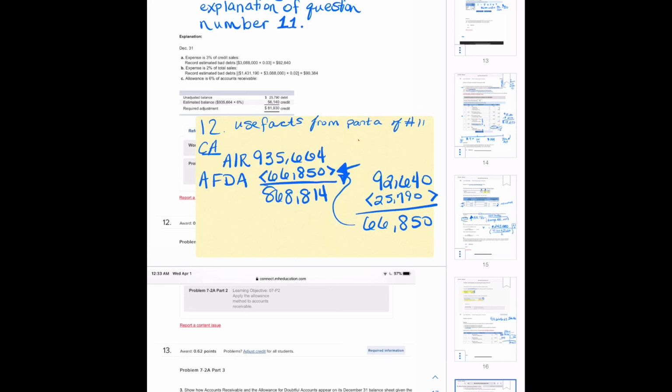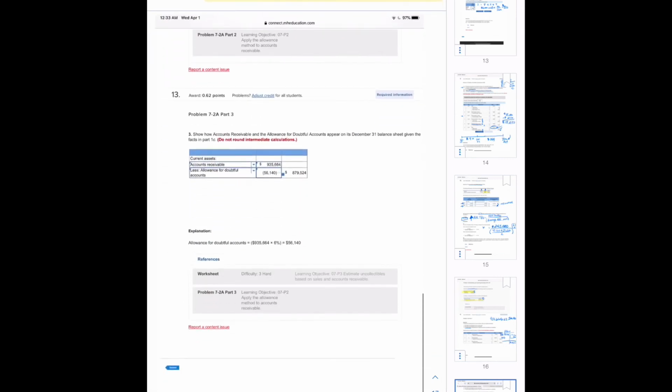And now we'll move on to number 13. Number 13 says we want to show how accounts receivable and the allowance appear given the facts in Part 1C. So Part 1A was based on just credit sales. Part 1C is based on the balance in accounts receivable. What we see here is that my accounts receivable balance, that gross number, is the same as it was in the question we just worked. But now the allowance for doubtful accounts is a different number.